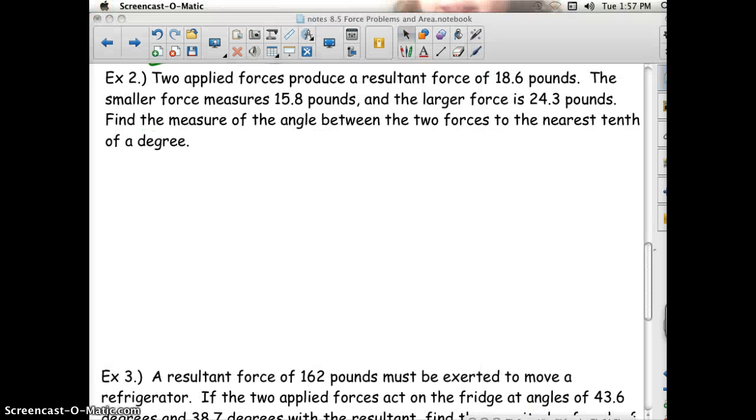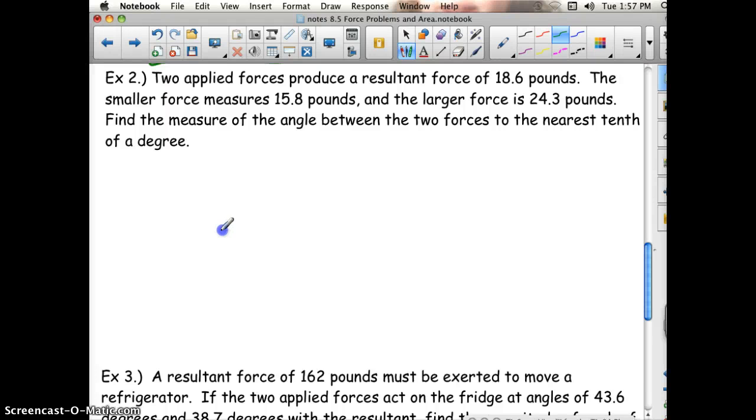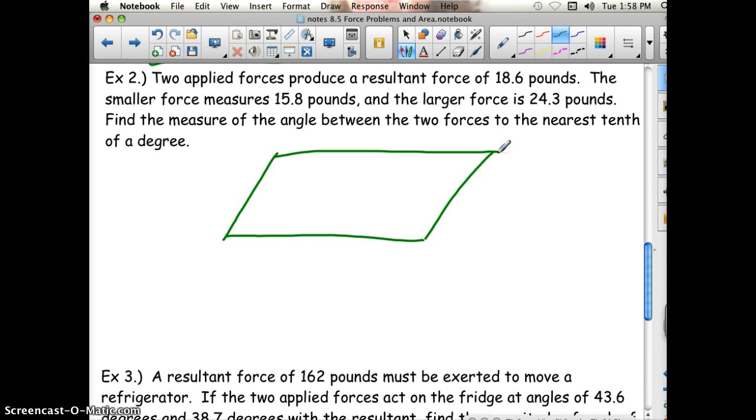Okay, in example 2, we have 2 applied forces that produce a resultant force of 18.6 pounds. So, I'm going to draw a force parallelogram here, right? We've got 2 forces acting on a body, and we've got this is 15.8 pounds. All right, that means that this is 24.3 because that's the larger force acting on the body, and 15.8 right there. Oops, I'm sorry, the magnitude of the resultant was not 15.8, it was 18.6.